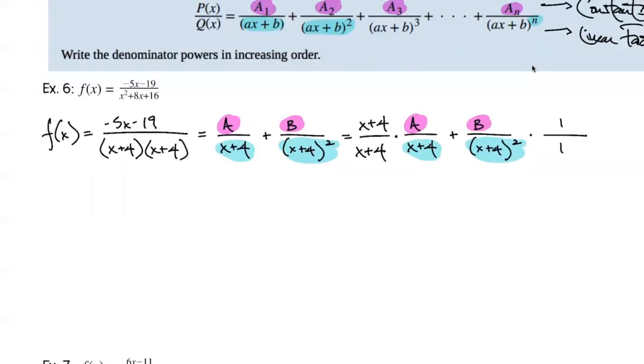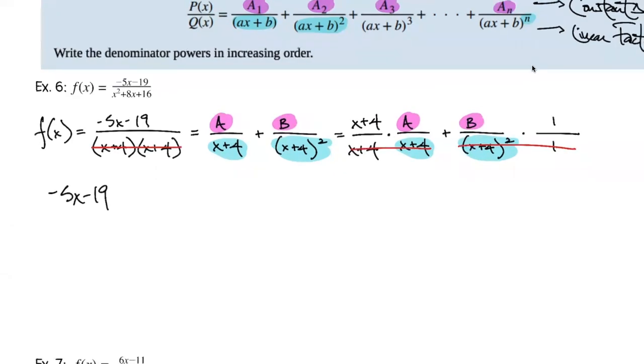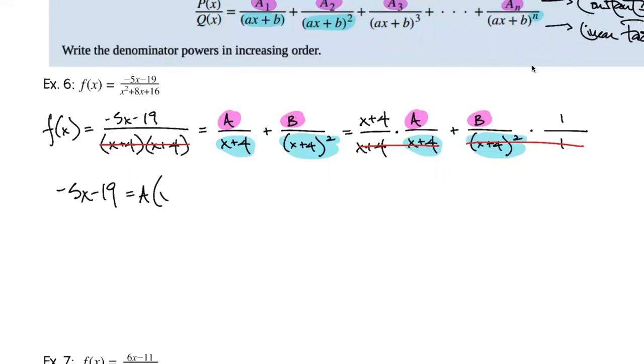But once you've done that, if your denominators are the same now, so x plus 4 times x plus 4, then you can just write what the numerators equal. So negative 5x minus 19 equals a times x plus 4 plus b.